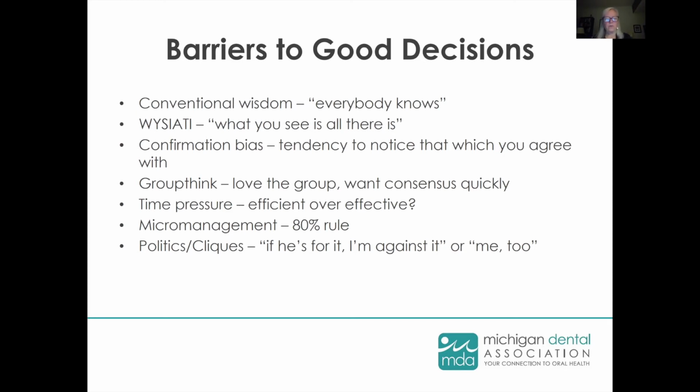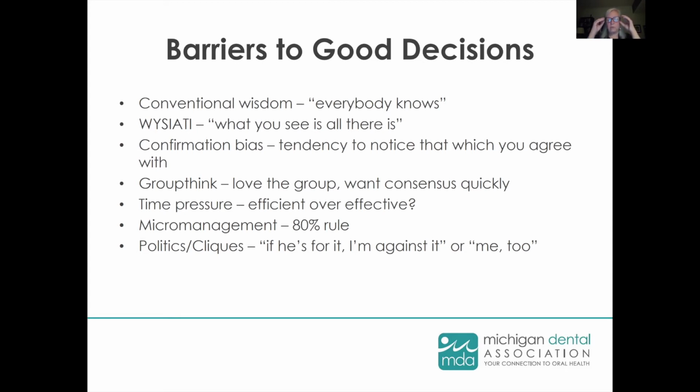Groupthink is the fourth one. When you have a really cohesive group and you really enjoy your conversations, it can become a desire to reinforce your relationships within the group, and you want to reach consensus quickly. So at that point, you kind of turn off in your own mind anything that goes against what the rest of the group thinks. Time pressure can be a very common barrier to good decisions. You can be efficient and then maybe not effective.